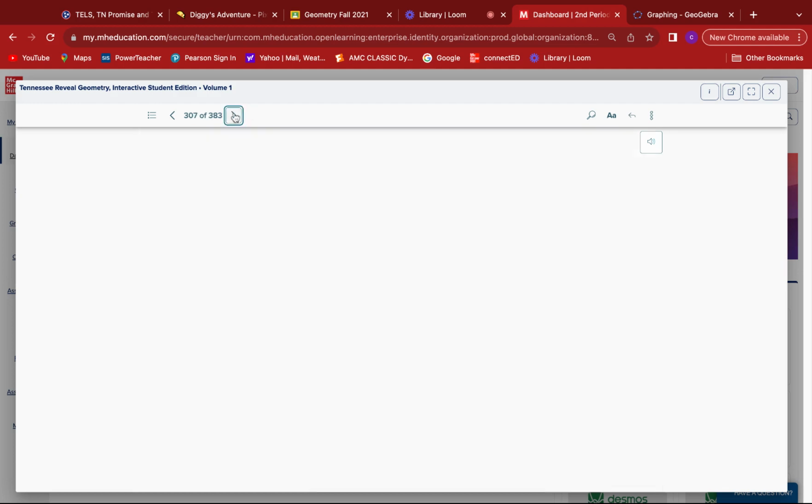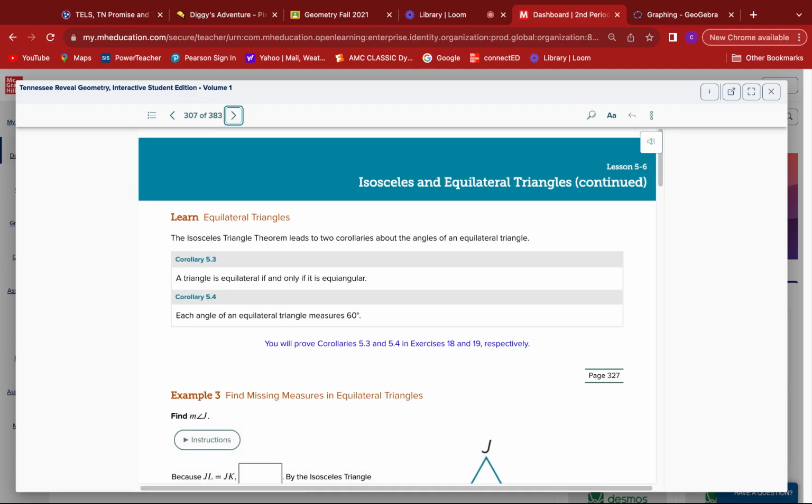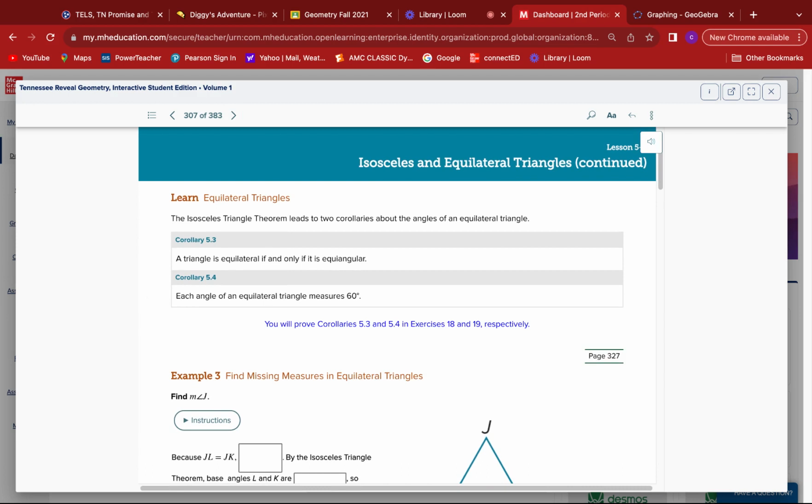Okay, let's move on to the next page. All right. Oh, no, same page. Equilateral triangles. That's when you have a triangle where all three sides are the same and all three angles are going to be 60 degrees. There's your rules right there, the corollaries.